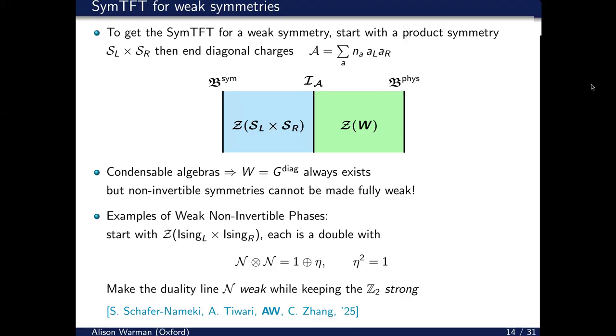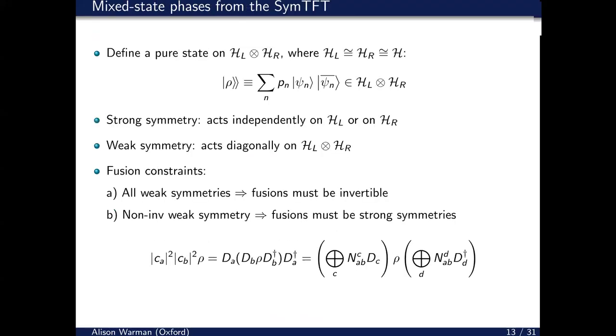In particular, while for invertible symmetries, if we start with G times G, then a diagonal G symmetry always exists, which means that we can always make an invertible group symmetry weak. This is not the case for non-invertible symmetries, confirming these constraints that we see also from the fusion rules.